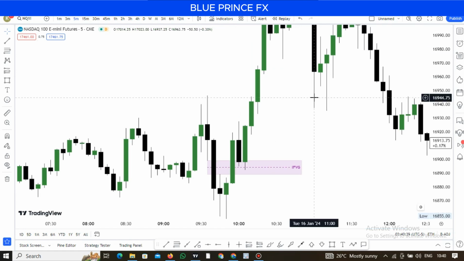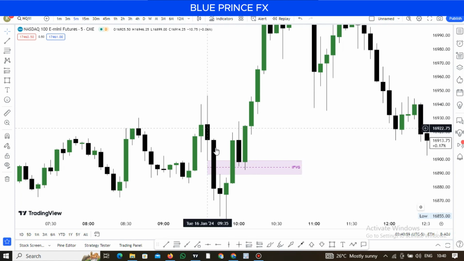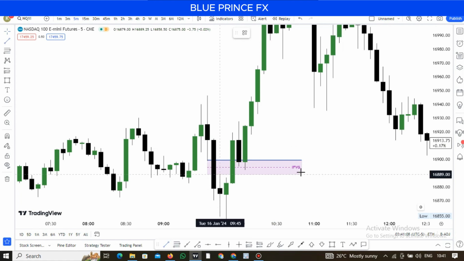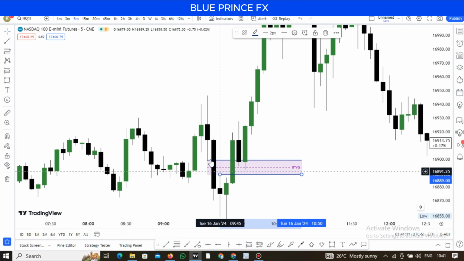So what is an inversion fair value gap? An inversion fair value gap is when a traditional fair value gap is not respected or is traded over, meaning that the next candle closes below or above the fair value gap, thereby invalidating the fair value gap and creating an inversion. What am I talking about? If you look at this, we have candle number 1, candle number 2, and candle number 3. In a traditional sense, we have this first candle's low here, and we have the third candle's high here. We have a fair value gap because the first candle's low does not overlap with the third high.